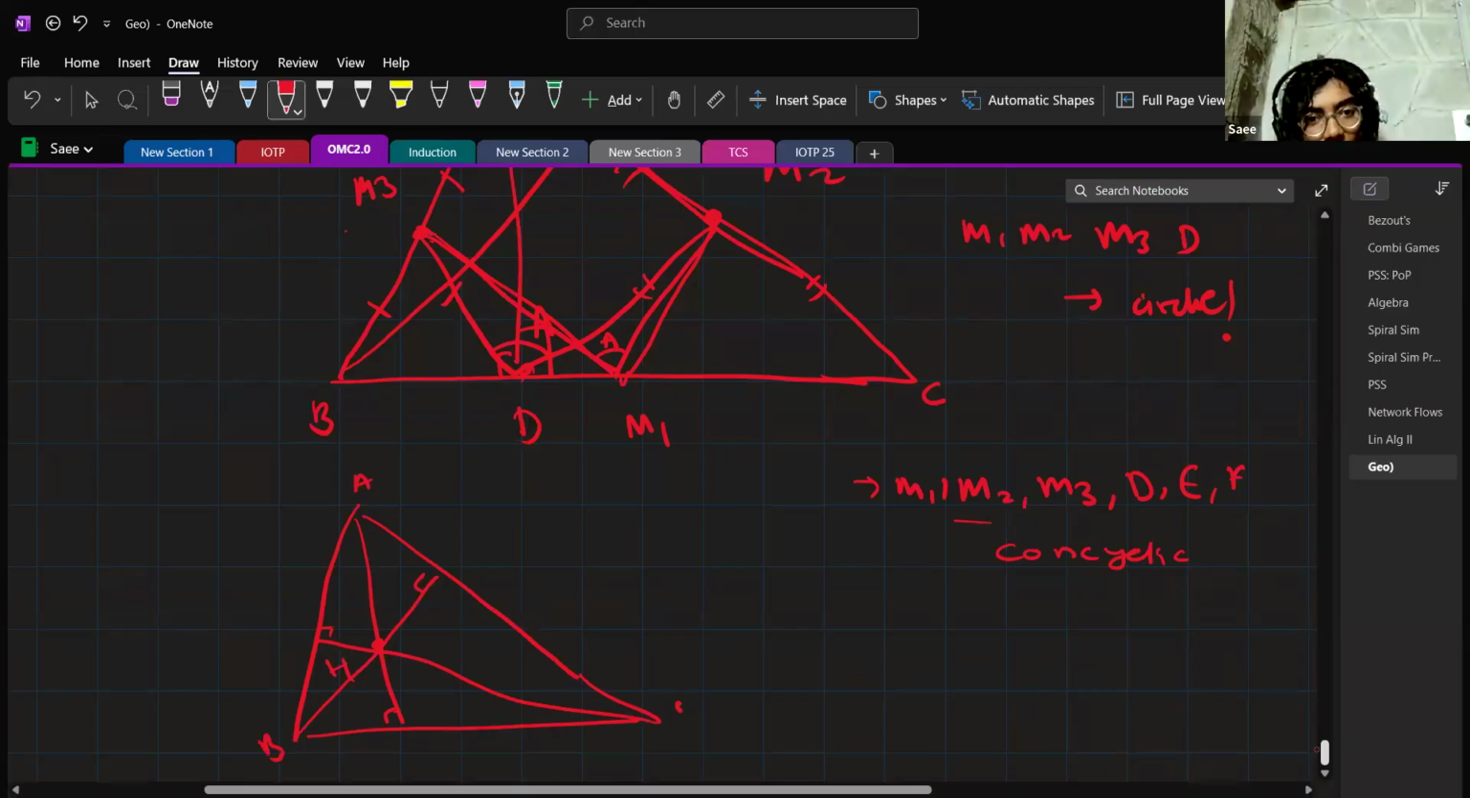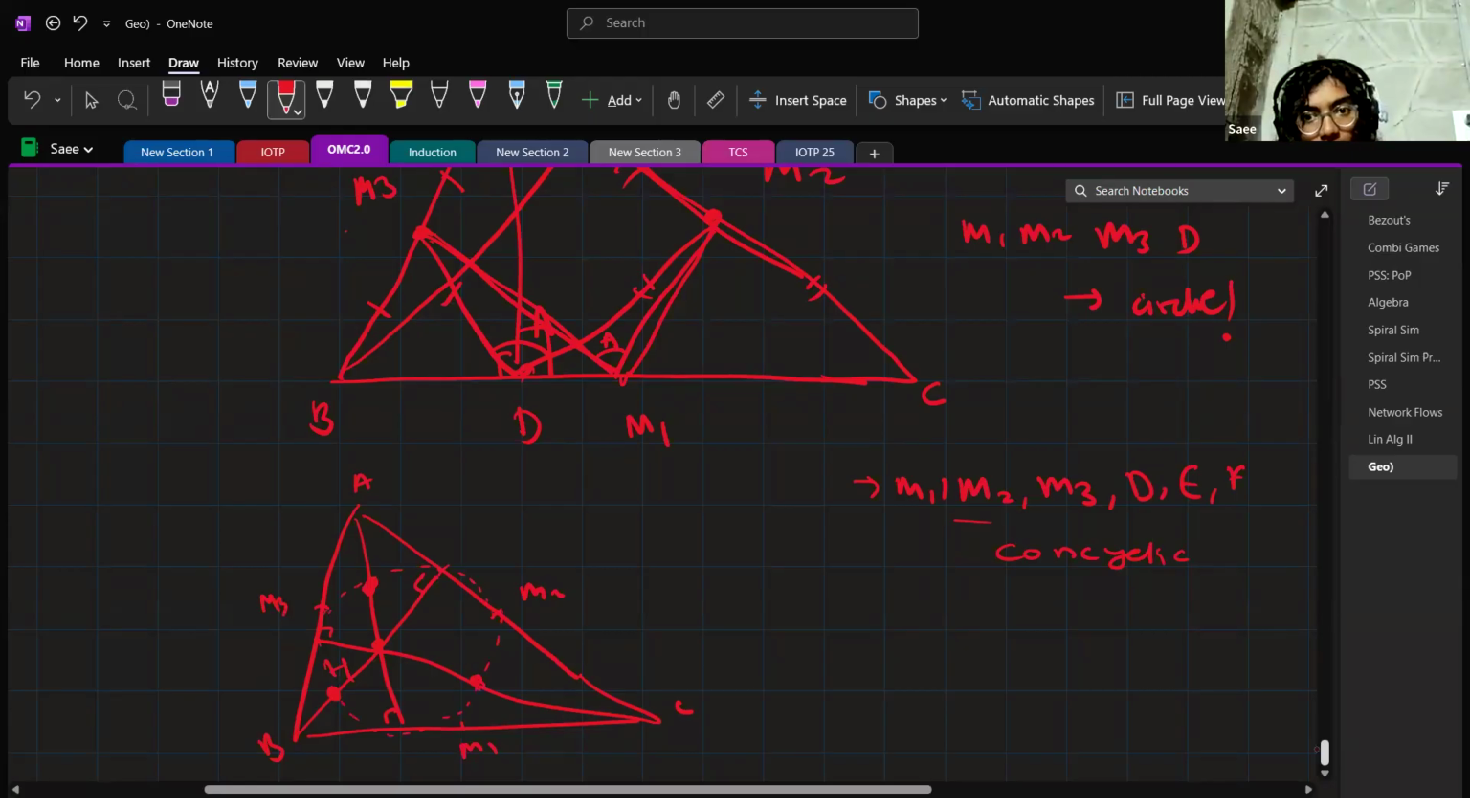So ABC, M1, M2, M3. If you consider this midpoint of AH, this midpoint of BH, and this midpoint of CH, they also lie on this circle of M1, M2, M3, B, E. That is not too hard to angle chase as well.